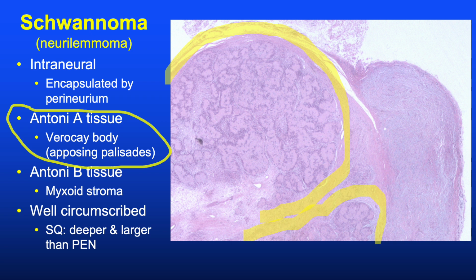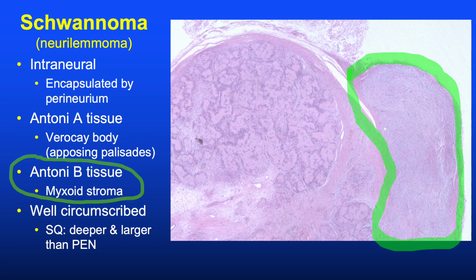Antoni A is the more distinctive of the two morphologic patterns seen in Schwannoma, characterized by the Verocay bodies formed by the space between palisaded arrangements of the spindle cells. Antoni B tissue is a bit more nondescript, characterized by bland spindle cells and associated myxoid stroma, often more prominent around the periphery of the tumor nodule.